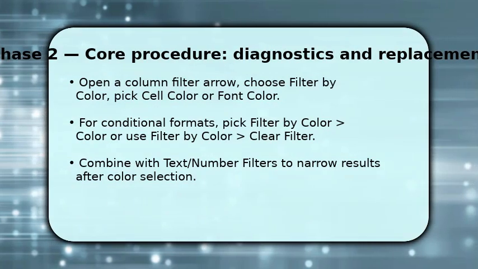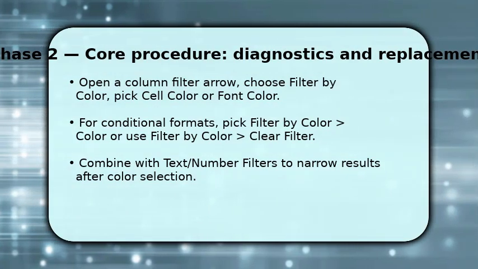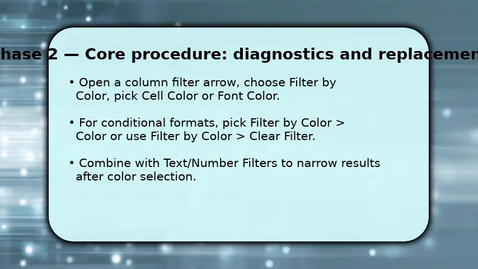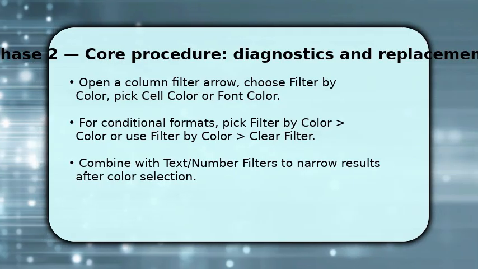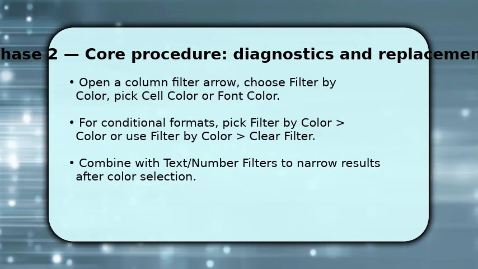Click the filter arrow on the column that contains colored cells. Choose Filter by Color, then select Cell Color or Font Color depending on how the color was applied. This targets the exact visual attribute.